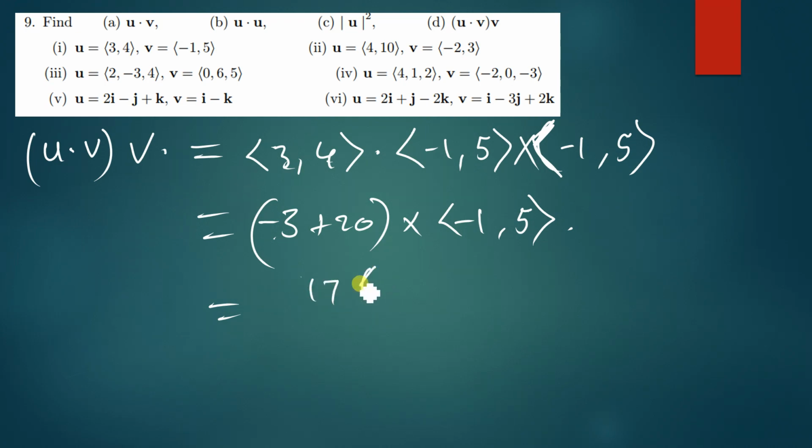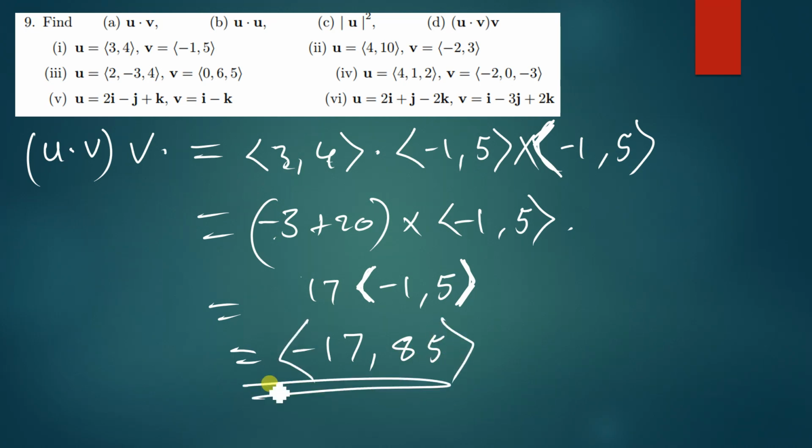Then 17 is being multiplied to negative 1 comma 5. So this will give us negative 17 comma 5 times 17, that is going to give us 85. So this is the resulting vector for part D. So this is how you deal with such questions.